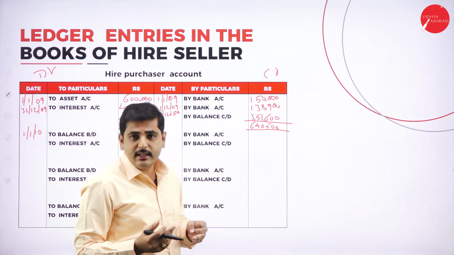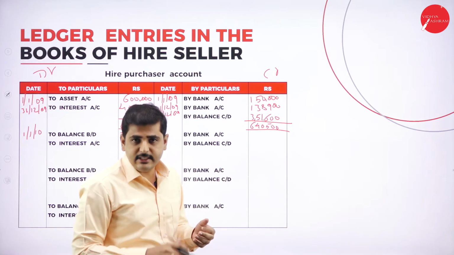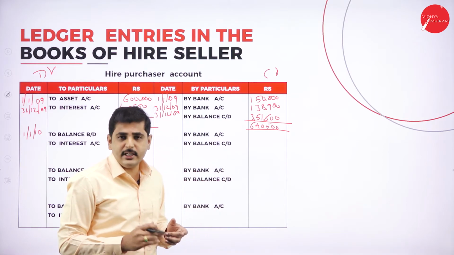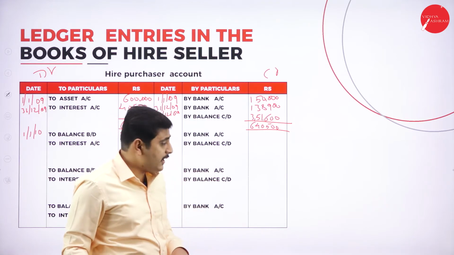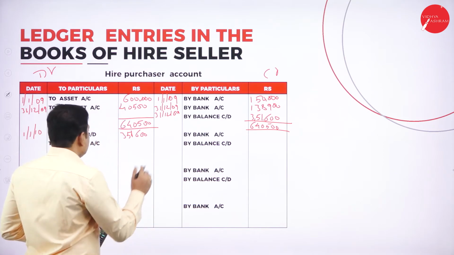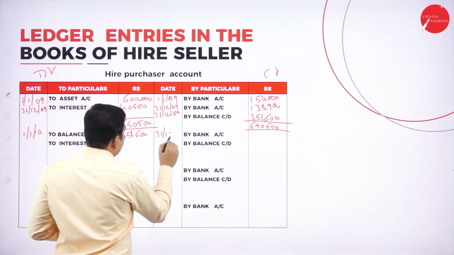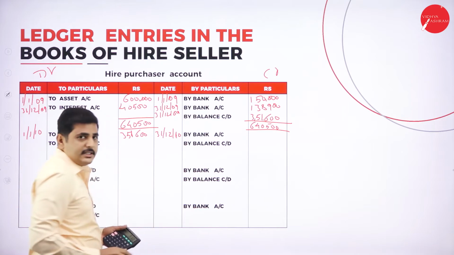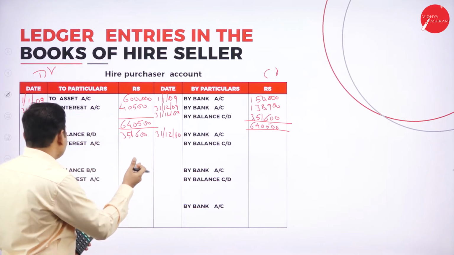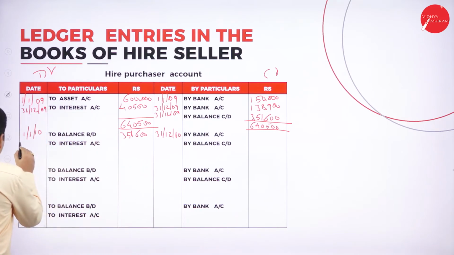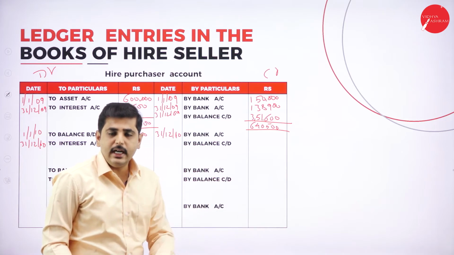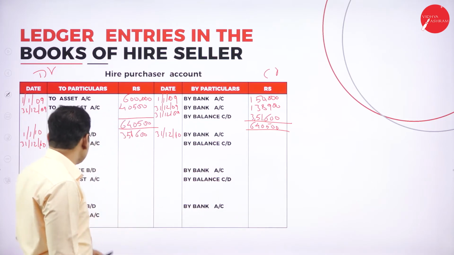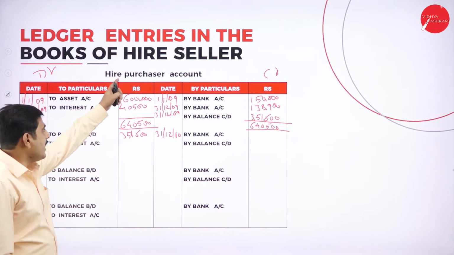Now we have three entries from the next year: interest receivable, installment received, and interest transferred to profit and loss account. Now the date is 31/12/2010. We have to receive the second year installment, but before that we have to calculate the interest. On 31/12/2010, what is the journal entry? Hire purchaser account to interest account. By hire purchaser to interest account. So we write to interest account in the hire purchaser account.